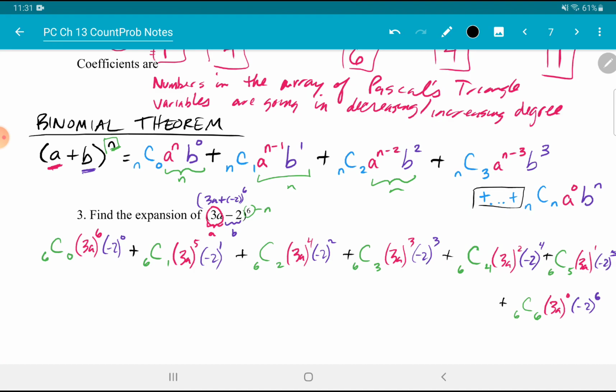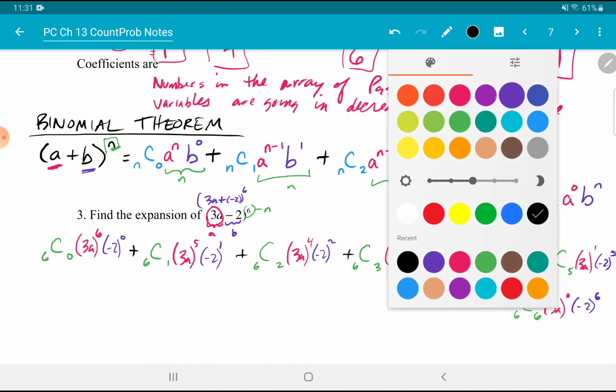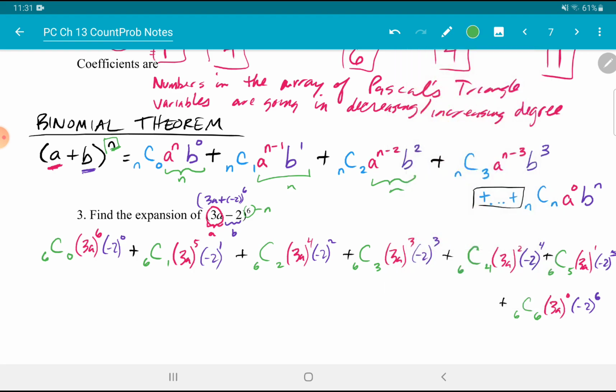Now all that's left to do is simplify. Let's go ahead and simplify our values, and again, I'm going to color code these values. So 6C0, I know that's going to be a value of 1. Anytime I choose 0 things, I only have one way of choosing 0 things. I only have one way of getting that, so here's 6. 6C2, now it's getting a little more complicated, but I know that with 2 terms, I have 6 times 5 divided by 2 times 1. Here I have 6 times 5 times 4 over 3 times 2 times 1.